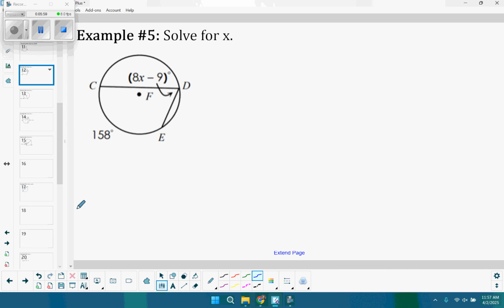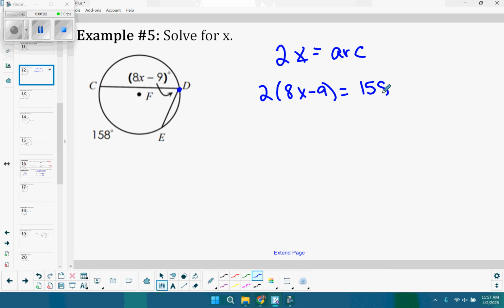For example 5, we want to solve for x. So now we're just incorporating algebra into the problems. This is still an angle that's on the edge of the circle. We know the angle is 8x minus 9. My arc is 158. So 2 times angle equals arc. 2 times my angle, 8x minus 9, equals my arc, 158.